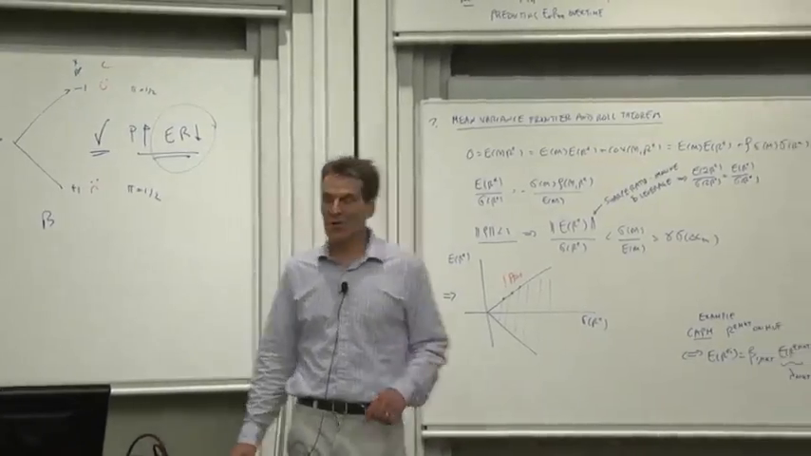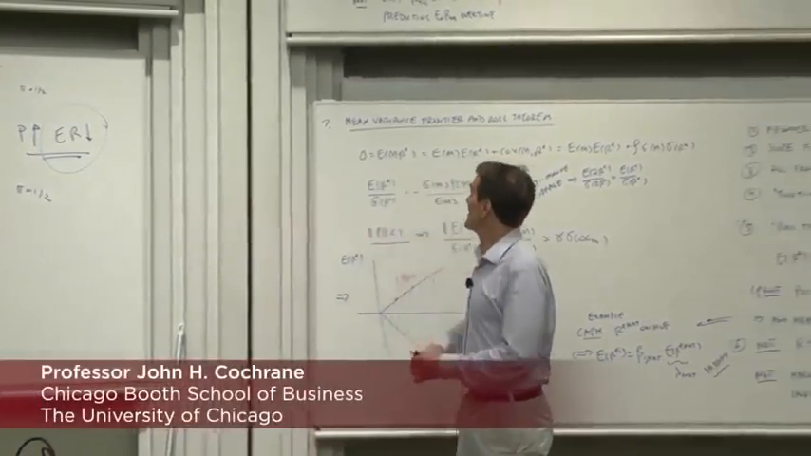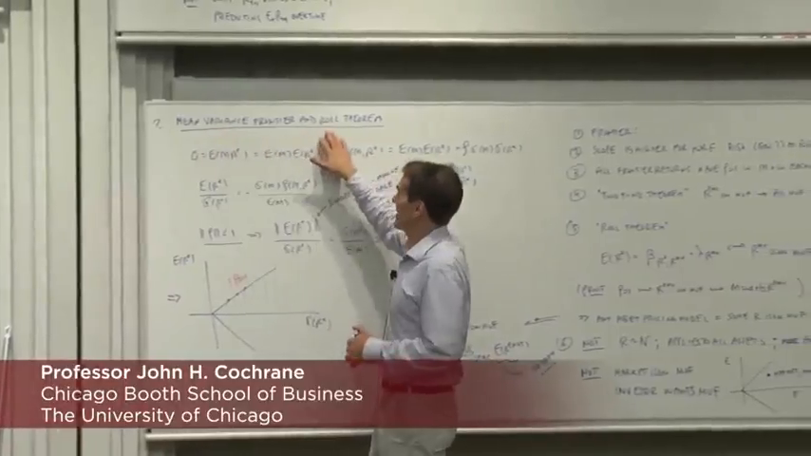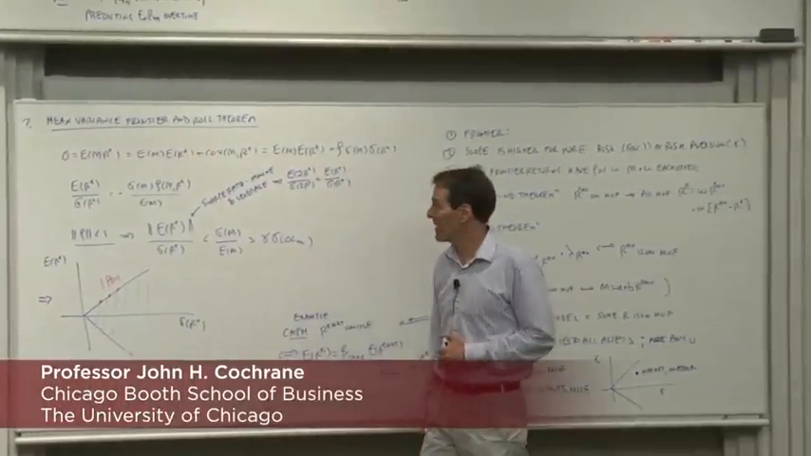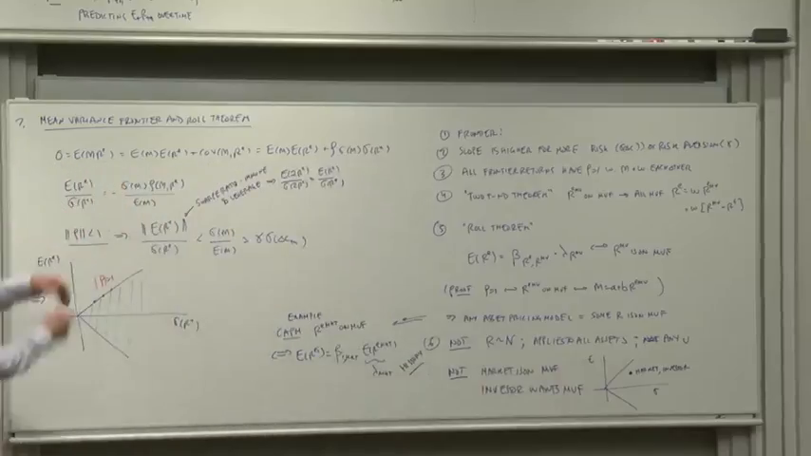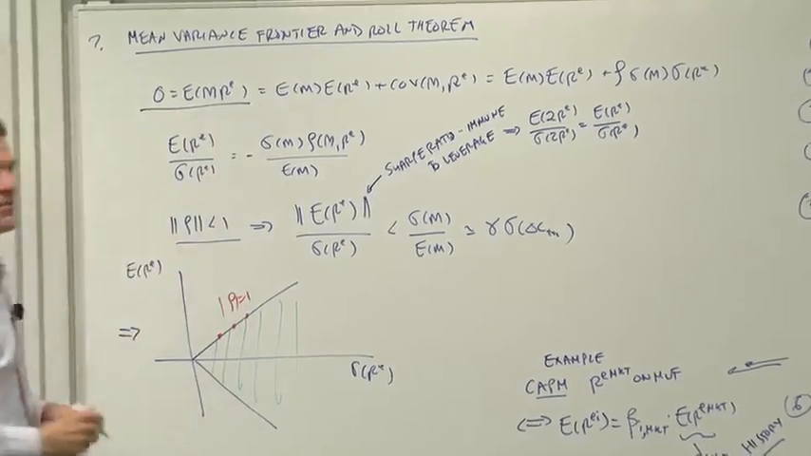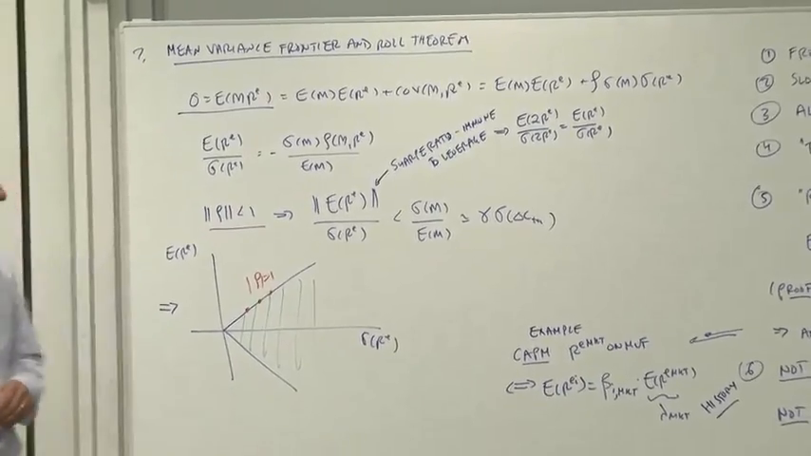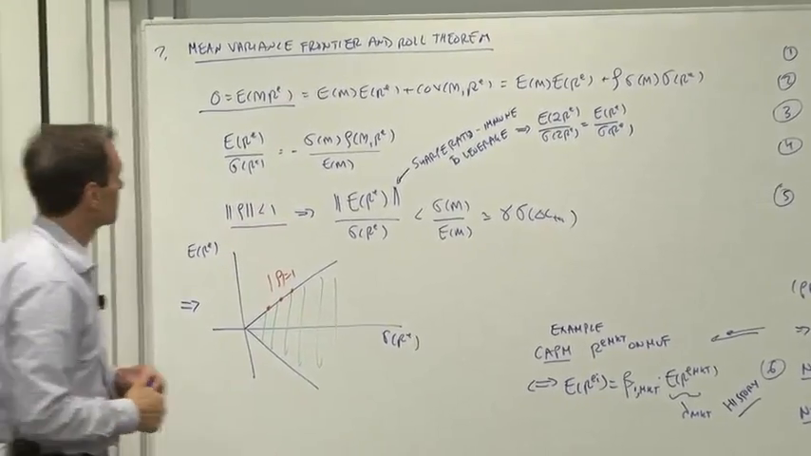So next in our tour of classic ideas in finance is the mean variance frontier and the role theorem. This one actually takes very little algebra. Let's start with our basic pricing equation for an excess return. 0 equals expected discounted excess return.